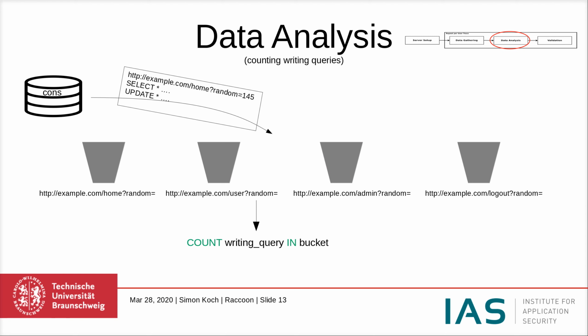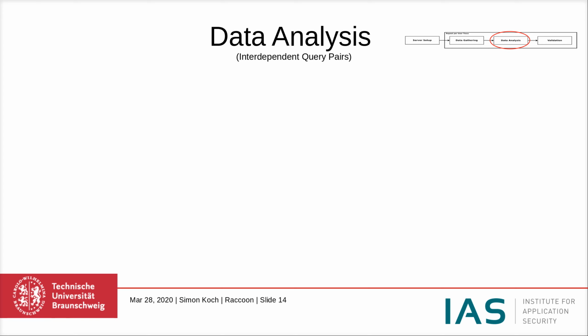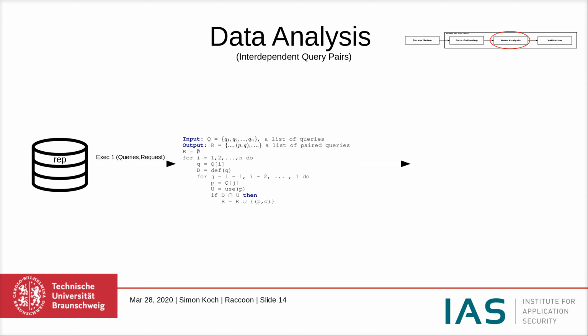We use those buckets now to count writing queries and remove each such query that occurred as often as we performed consecutive requests. Remember, we are interested in guarded race conditions, and queries that were executed for each consecutive execution can be assumed to not be protected by a guard that limits the execution count. Consequently, they are not interesting for us. Finally, we use the remaining queries and apply the interdependence algorithm on a request-by-request basis, and collect the resulting interdependent query pairs.